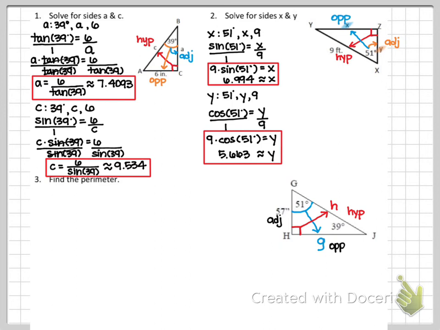So why don't you take this opportunity and solve for g and h in the picture, just like on the previous two questions, and then come back and we will do perimeter.